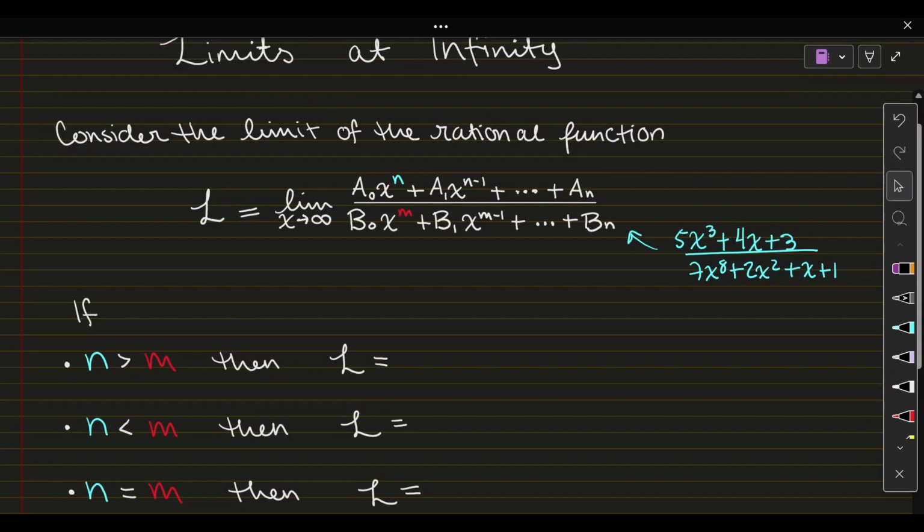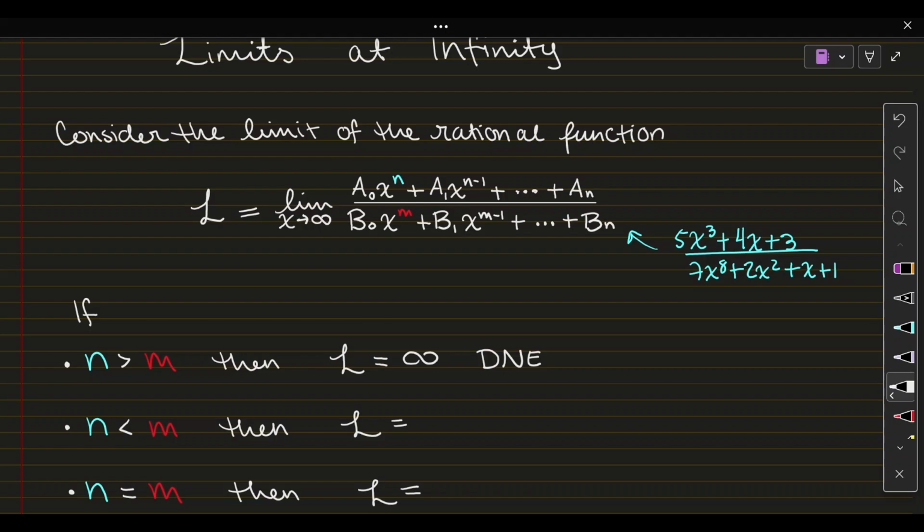Okay, and so what I'm saying is that if we take the limit as x goes to infinity of this rational function, which is the quotient of two polynomials, polynomials being these, right? They're being divided, so it's a quotient. If the highest degree in the numerator is higher than the highest degree in the denominator, then the limit, which is L, the limit as x goes to infinity of this, will be infinity. And it does not exist, right? Because it's infinity.